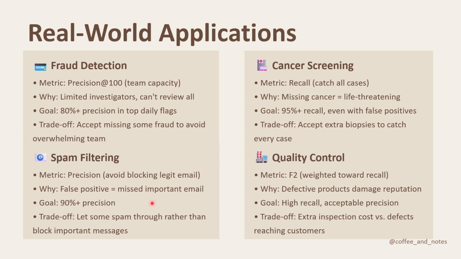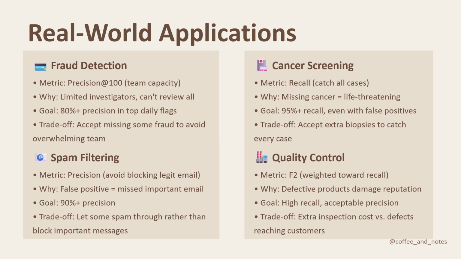Spam filtering. The metric is precision, and you can make a similar argument in the case of spam filtering. You want to avoid blocking legitimate email. A false positive means you miss an important message from your boss, a client, or a loved one. The goal is to have 90% plus precision.